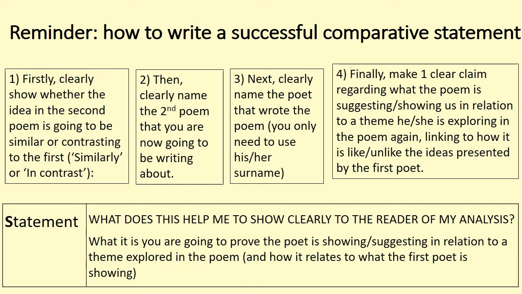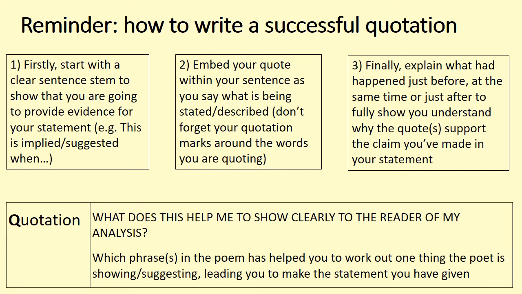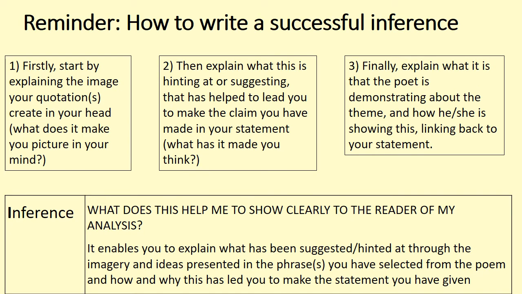So if you remember, the comparative statement is ever so slightly different in the second paragraph because you're sort of showing whether the idea in the second poem is similar or in contrast to the idea in the first poem, trying to show why. Quote section's the same. Writing a successful inference is also pretty much the same as you would in any analytical paragraph. It's where we're then starting to go into connotations and effects that we need to be thinking about how we link what we're saying back to the first poem as well.